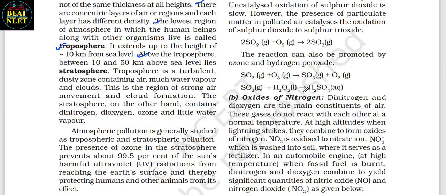Above the troposphere, between 10 and 50 km above sea level, lies the stratosphere. The troposphere is a turbulent, dusty zone containing air, much water vapor, and clouds. This is a region of strong air movement and cloud formation. The stratosphere, on the other hand, contains dinitrogen, dioxygen, ozone, and little water vapor.